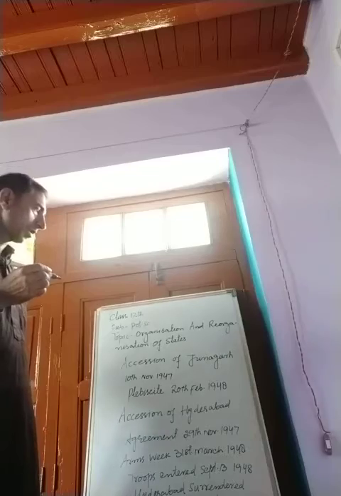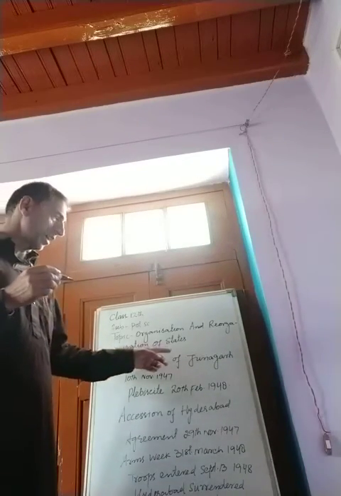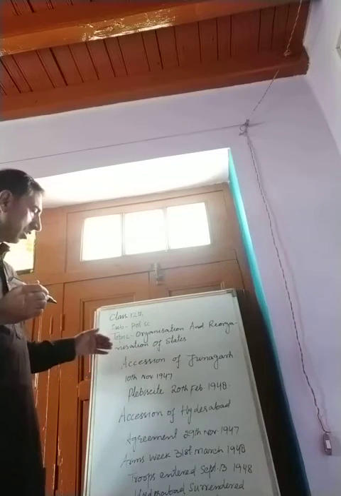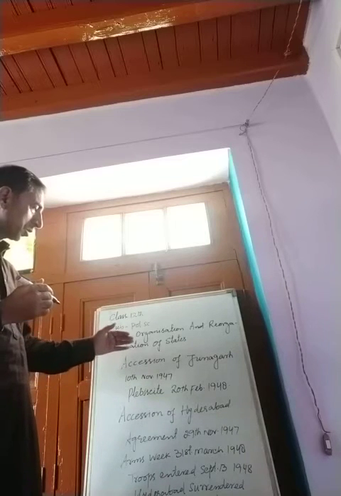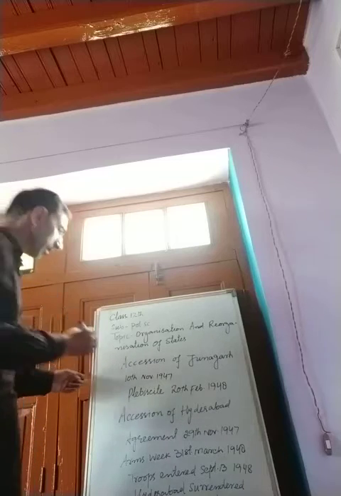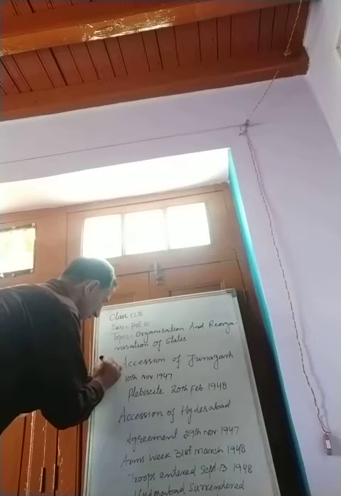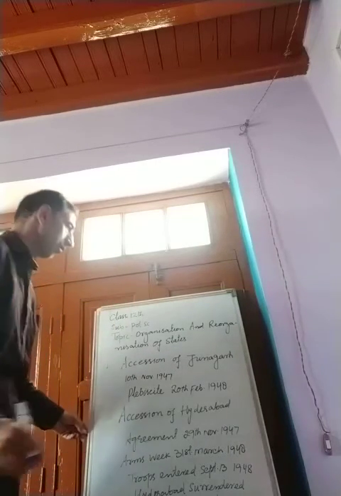Now, accession of Junagadh. Today we will discuss these two: the accession of two princely states with the rest of India. Number one, accession of Junagadh. Number two, accession of Hyderabad.